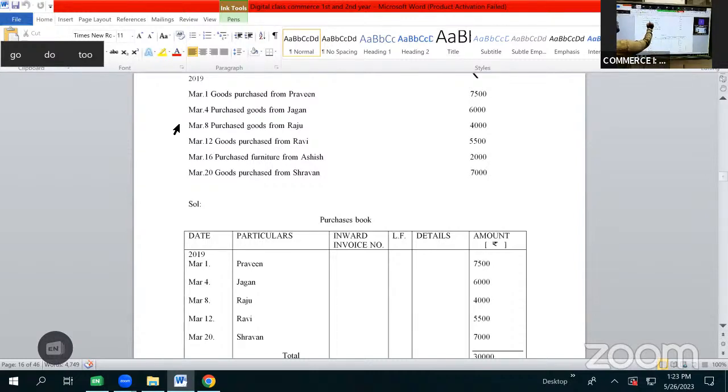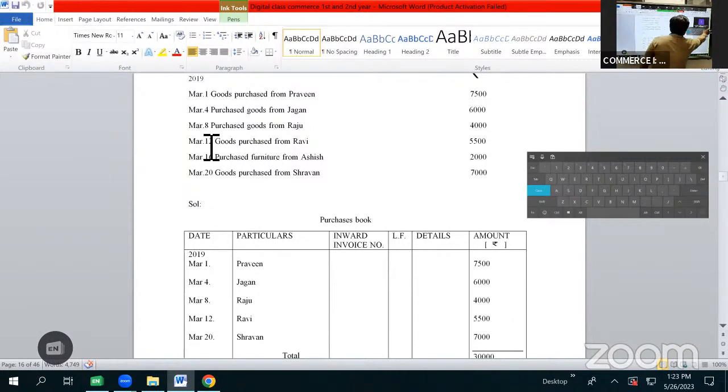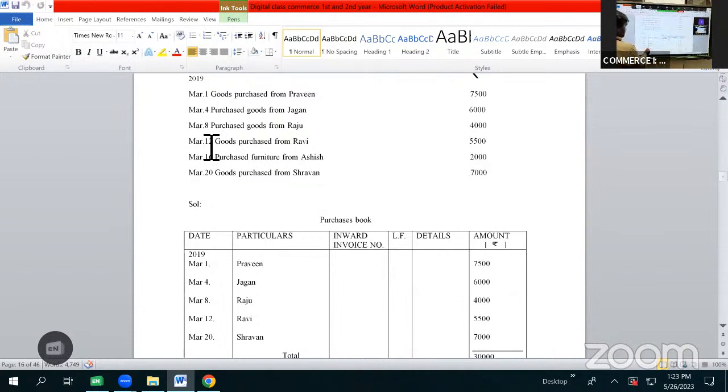And we have March 4 purchased goods from Jagan 6,000. Here it will be taken as March 4. The particulars will be writing it as Jagan and the amount will be taken as 6,000. Then we have a transaction on March 8, purchased goods from Raju 4,000. The date will be taken as March 8. In particulars will be writing it as Raju and the amount will be taken as 4,000. Then we have a transaction on March 12, goods purchased from Ravi 5,500. We'll be writing it down March 12, Ravi 5,500.